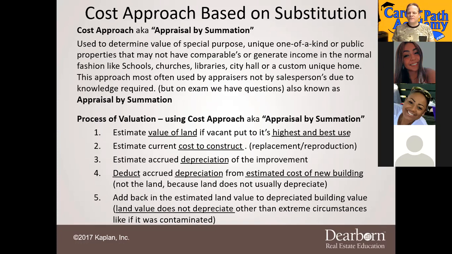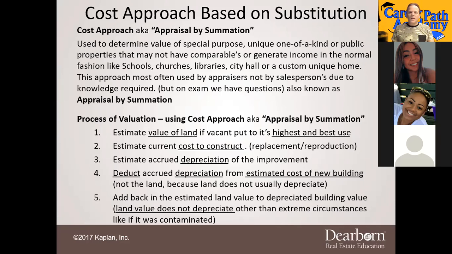So how do you value a church? Well, first you got to look at the land that church is sitting on in this neighborhood. How much would it sell for if it was vacant and put to its highest and best use? Well, what would the highest and best use be? It's probably in a residential neighborhood, but not necessarily. So put to its highest and best use, how much would that land sell for today? So that's the first step.